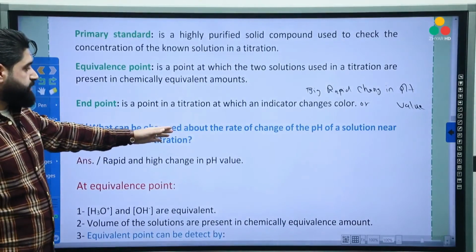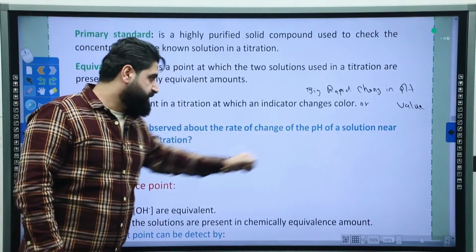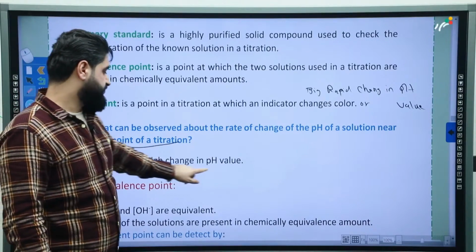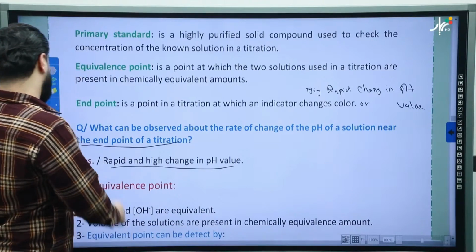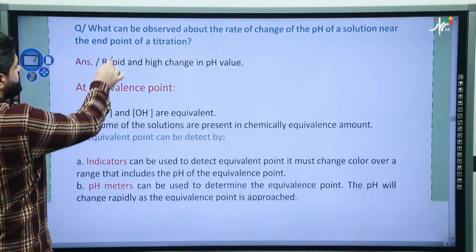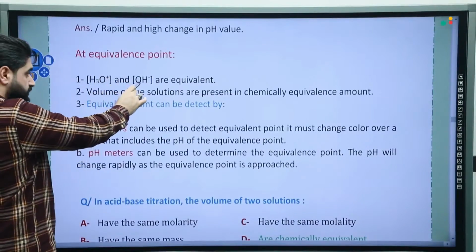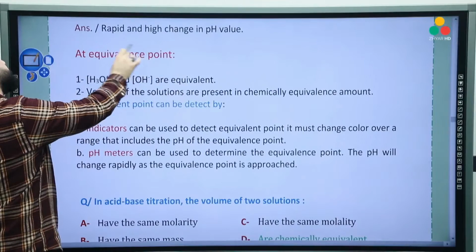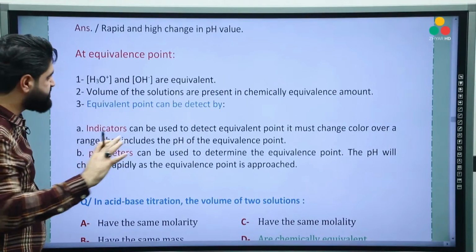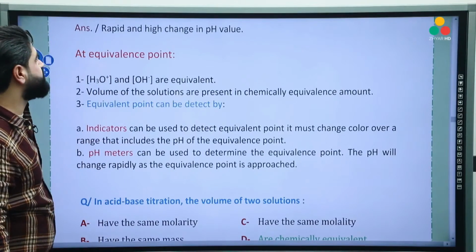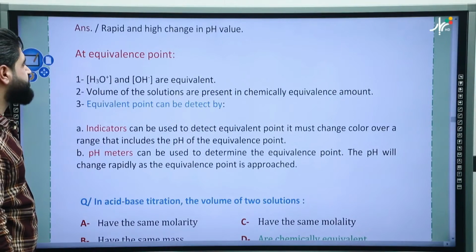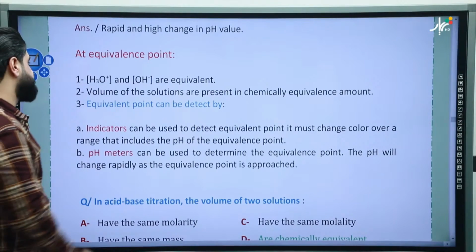What can be observed about the rate of change of the pH near the end point of the titration? Rapid and high change in pH value. So in the case of a pH meter, at the equivalence point, H3O+ and OH- are equivalent, but remember it's an approximation. We will just approximate the position of the equivalence point because it's undetectable. The point that is detectable is the endpoint.